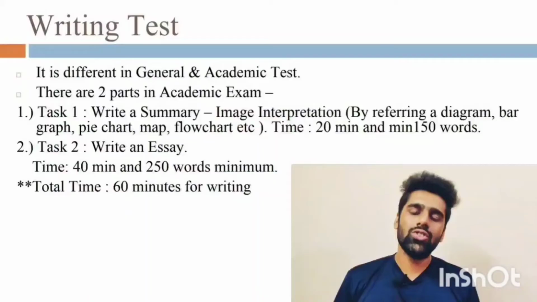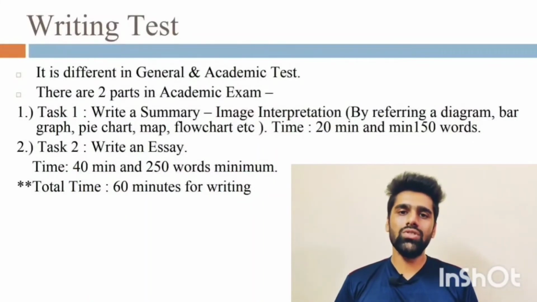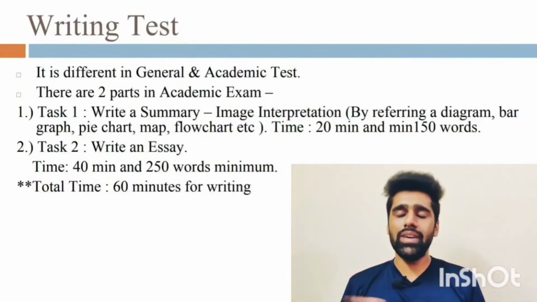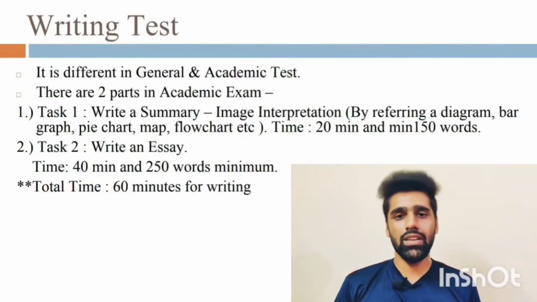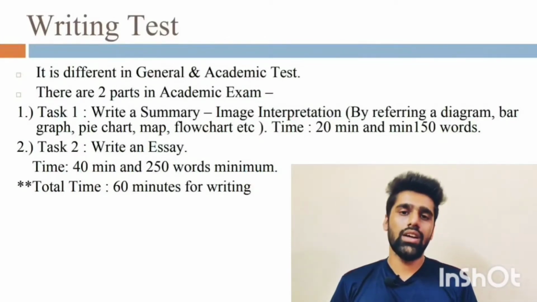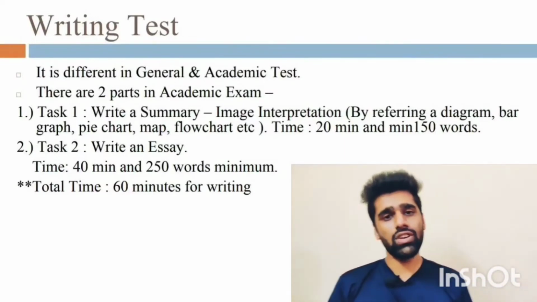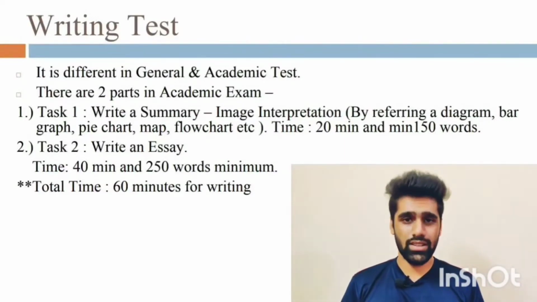So guys, in the writing test we have 2 different parts, and the first one we call it as task 1, whereas the other one is known as task 2. So guys, in task 1 you are supposed to write a summary. You will be shown an image which can be a picture, a diagram, a flow chart, bar graph, pie chart. It can be anything, and you have to write a summary based on whatever you understand. And the minimum word limit for this is 150 words. And the time you should give for this should be around 20 minutes.